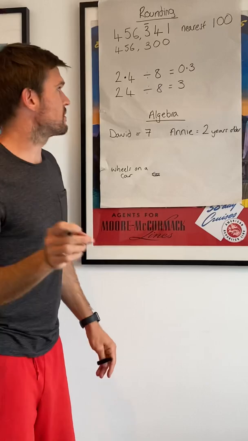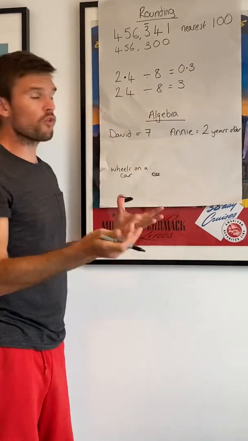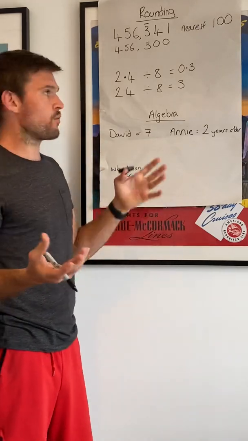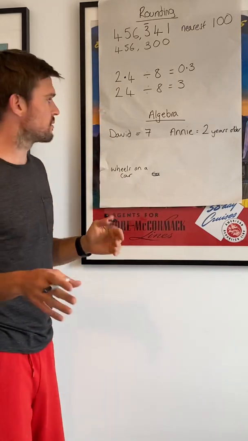Now I can check my answer by doing 0.3 times 8. Or I can write out 0.3 8 times and add it together. That will make 2.4. Okay, so you can check it in a couple of different ways.